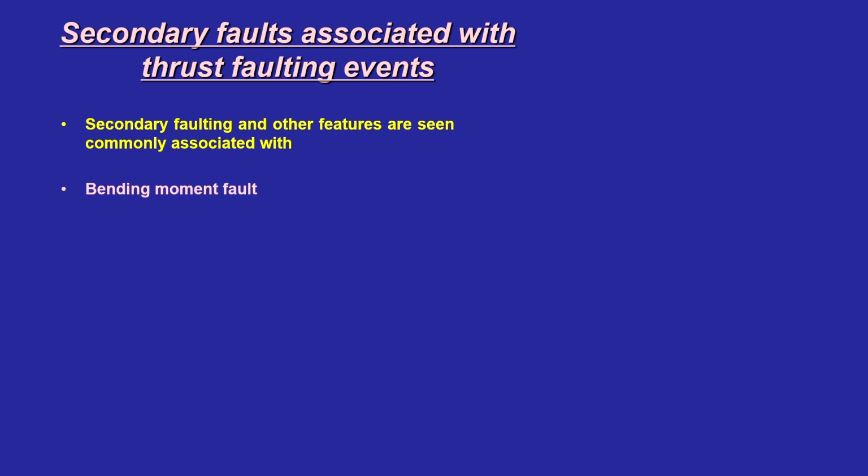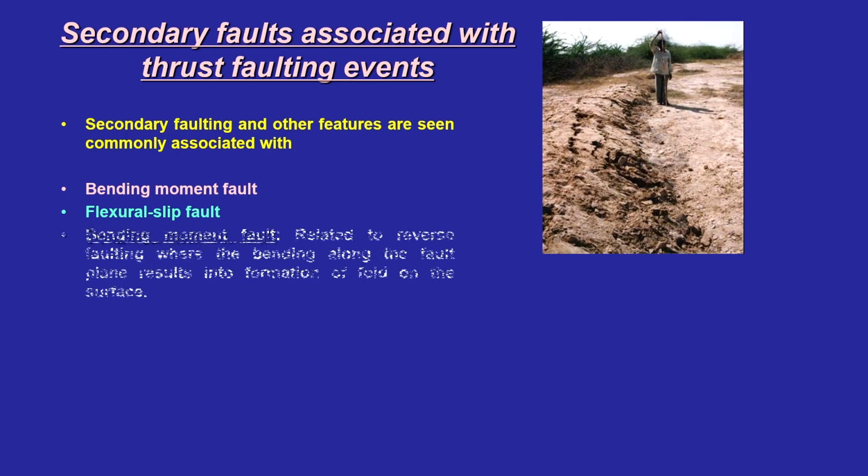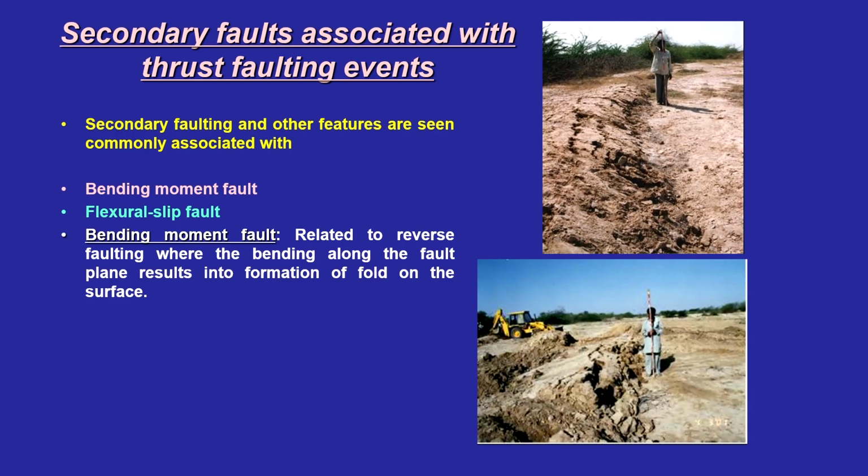So, if we have to look at the secondary faulting associated with thrust faulting events, then secondary faulting and other features are commonly seen associated with the bending moment fault and the flexure slip fault. The bending moment fault is related to reverse faulting, where the bending along the fault plane results in the formation of a fold on the surface. So, this part we have already discussed in the previous slide.